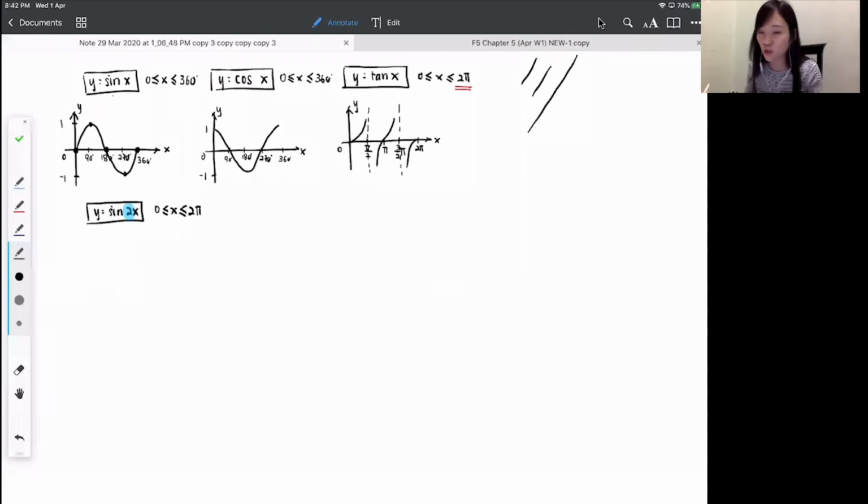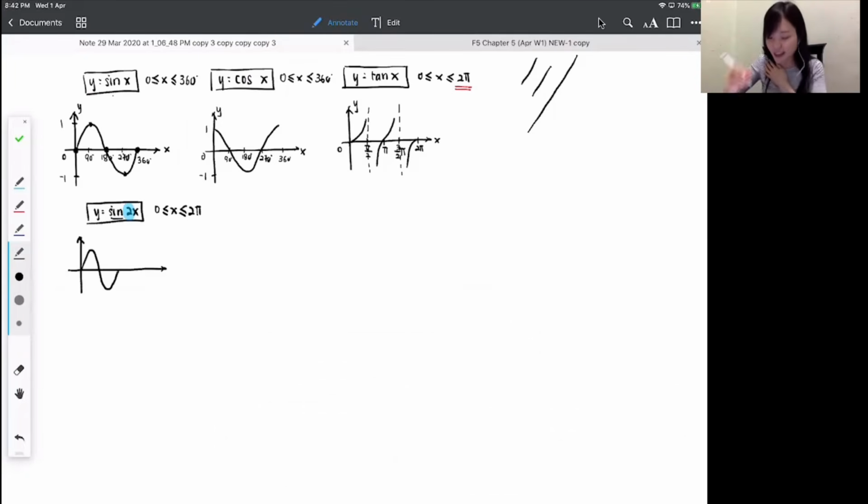So first one, there's a 2 there. If there's a 2 there, how do you draw it out? First thing first, you know the sine graph. Sine graph is an S-shaped graph, correct? So sine 2x means what? Every time there's a number in front of the x, it represents how many you're going to draw. So for sine 2x, you need to draw 2 sine graphs. That means the S shape, you're going to draw 1.